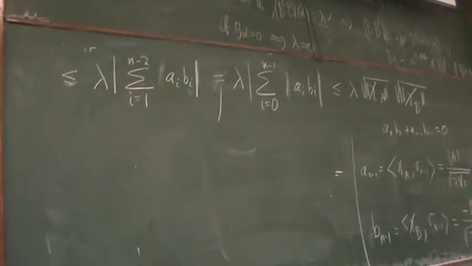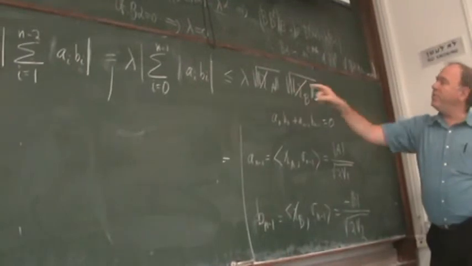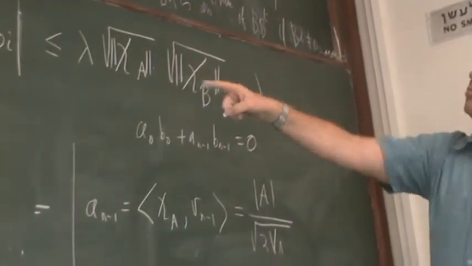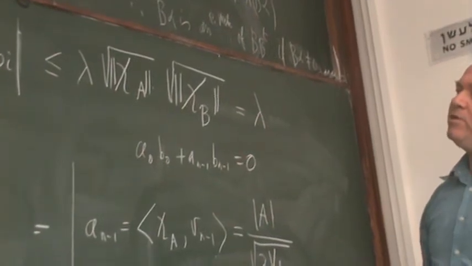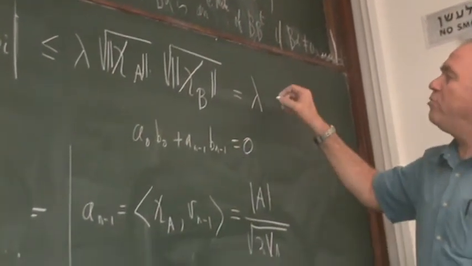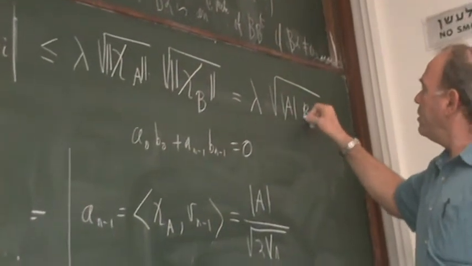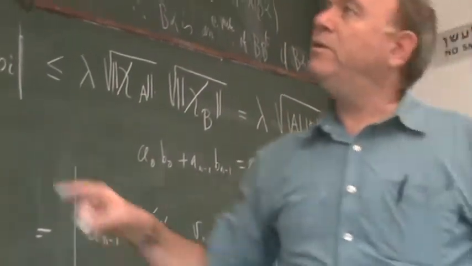And now I can use Cauchy-Schwarz, and then it's easy to compute. This is lambda. The norm of A is simply the size of it, and the norm of B is the size of it, so lambda times the square root of the sizes of A and B. This is exactly what we promised. Right, this ends the proof.